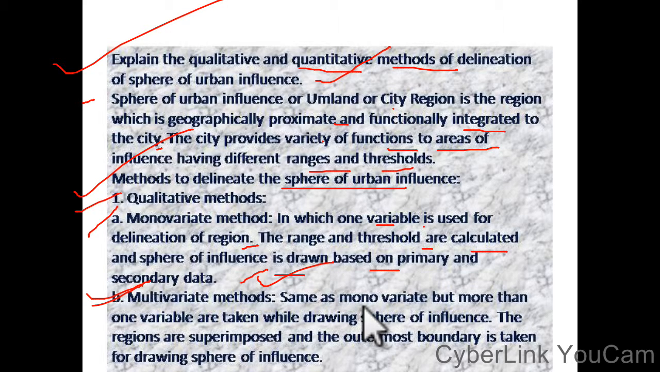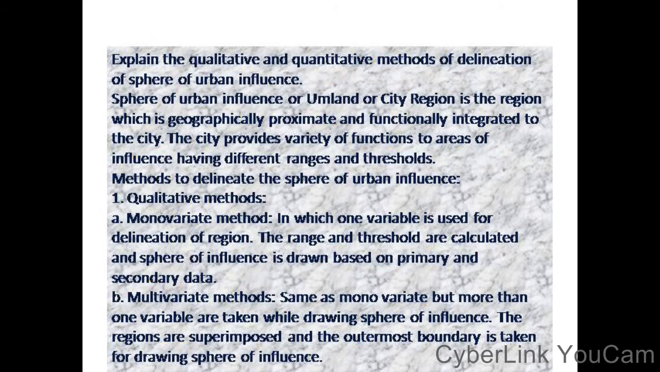Multivariate methods are the same as monovariate, but more than one variable is taken while drawing the sphere of influence. The regions are superimposed and the outermost boundary is taken for drawing the sphere of influence.